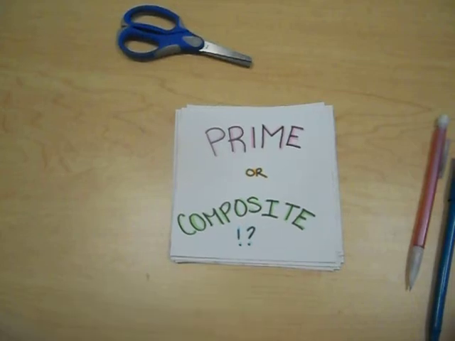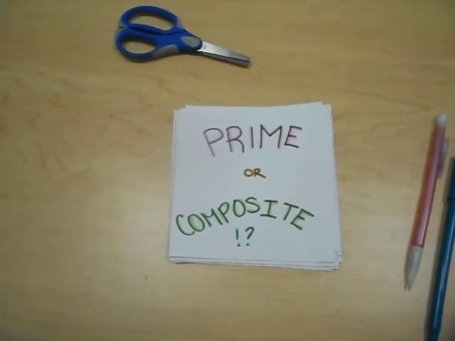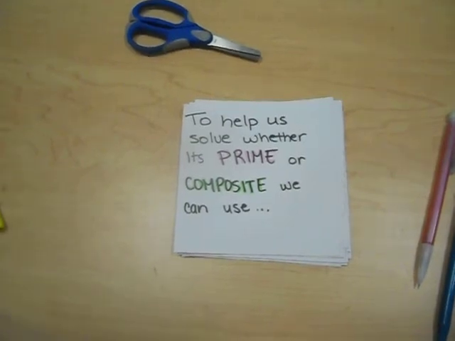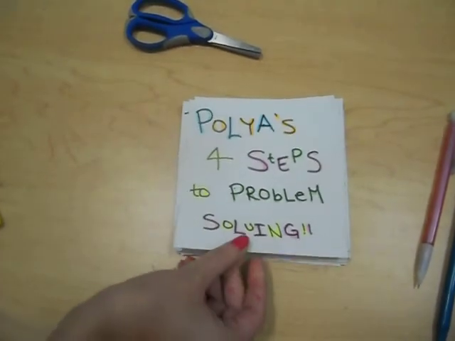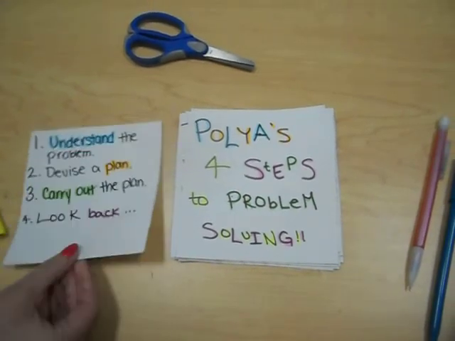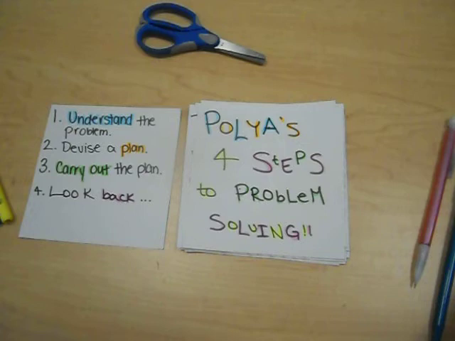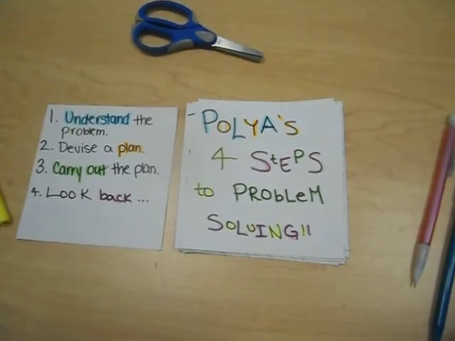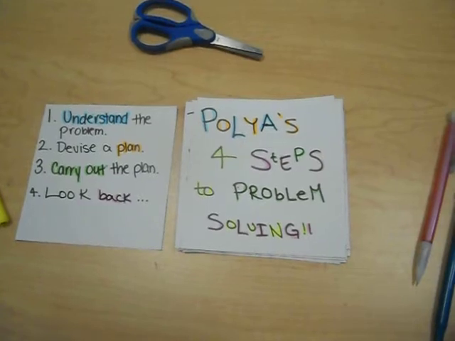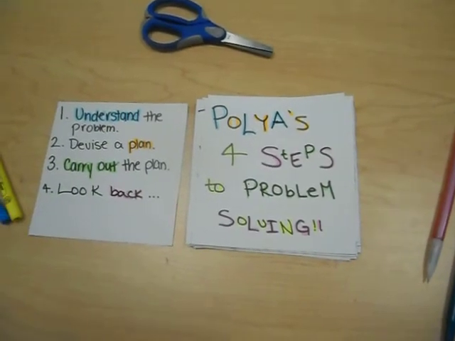Now, let's play a game. Prime or composite? To help us solve whether the number is prime or composite, we can use Polya's 4 steps to problem solving. Number 1, understand the problem. Number 2, devise a plan. Number 3, carry out the plan. And number 4, look back.